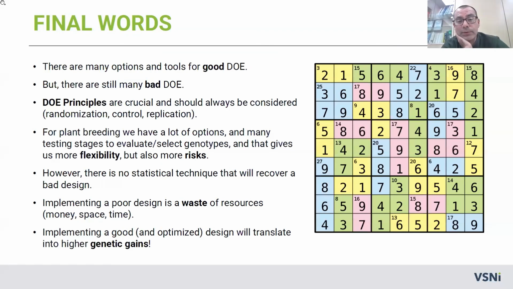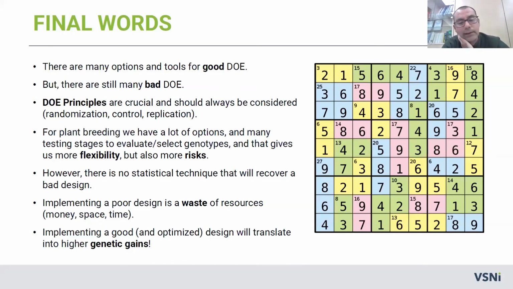There are many more options and tools for good design of experiments. And there are also still bad designs of experiments. Okay, so I consider using the design of experiment principles to be crucial. Don't forget them. We have a lot of flexibility to do different things on field trials and our breeding trials. We have different stages and so on, but that flexibility needs to be evaluated carefully because there is some risk in some of the simplified designs we consider.